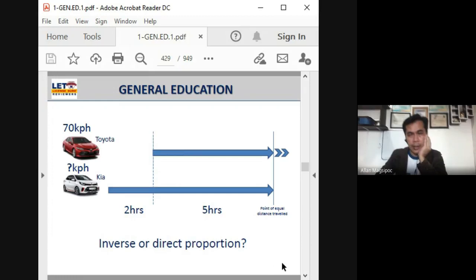Okay? So is this inverse or direct proportion? Okay? Inverse or direct? Hamlag, what do you think?